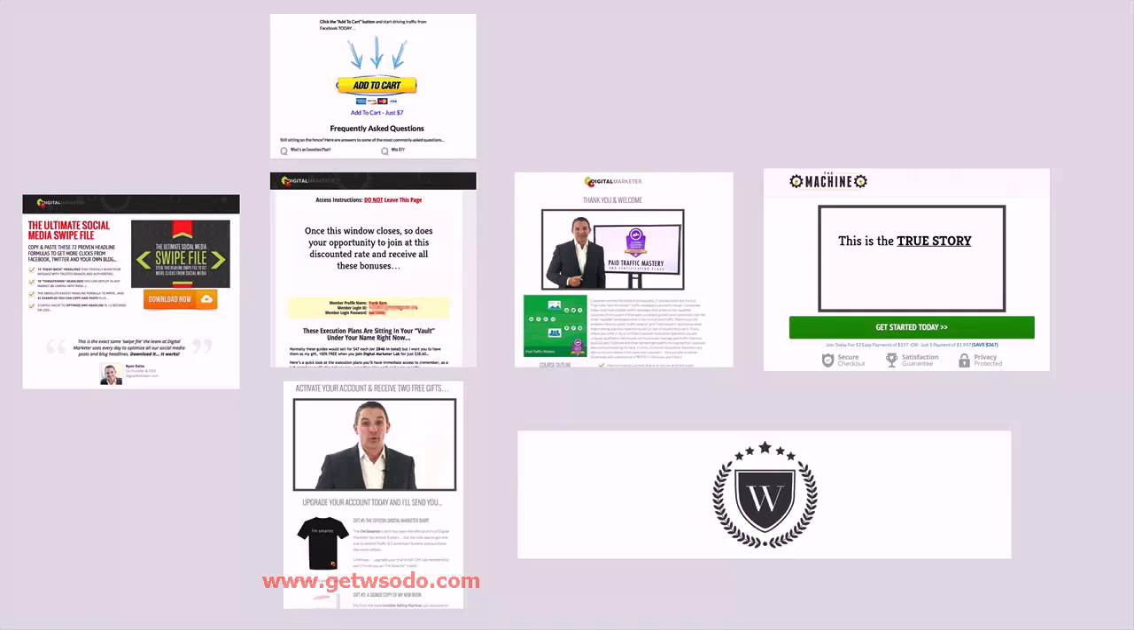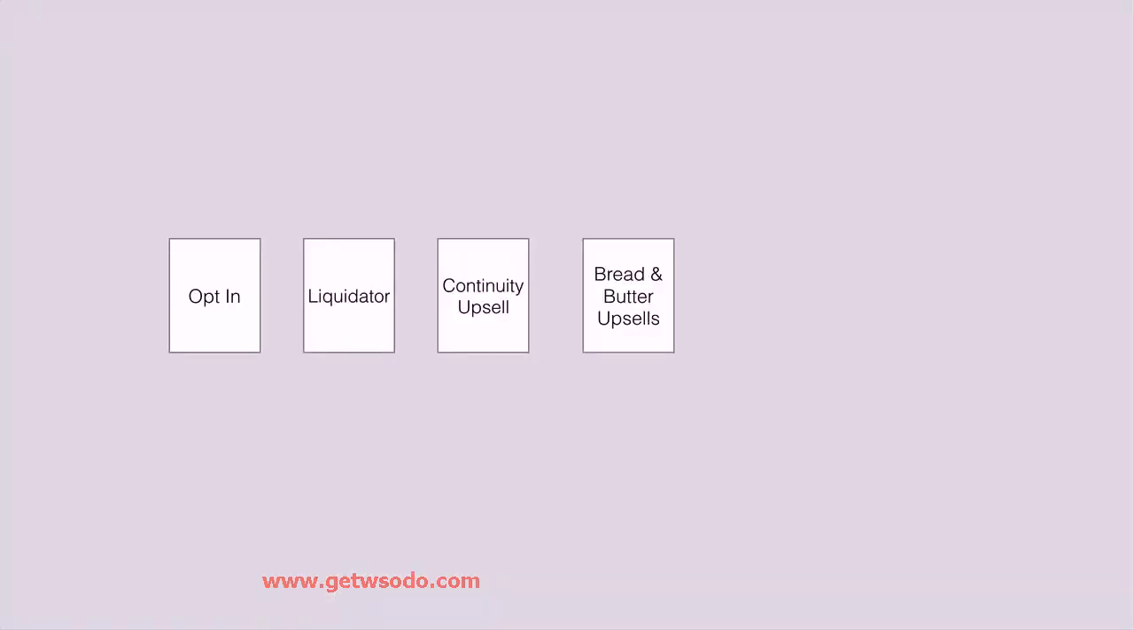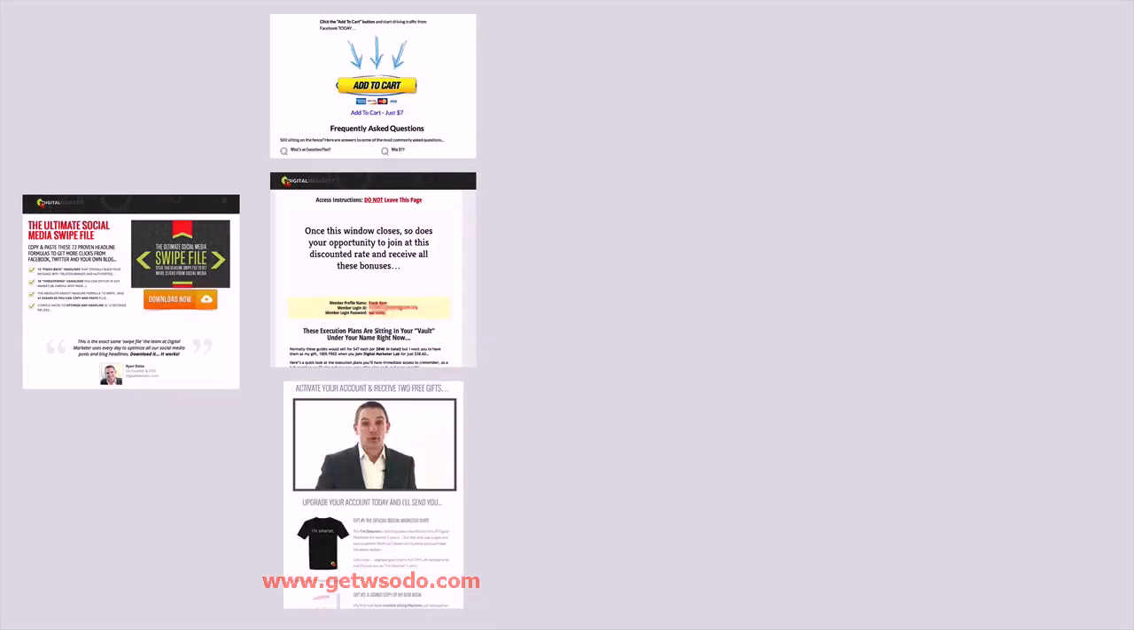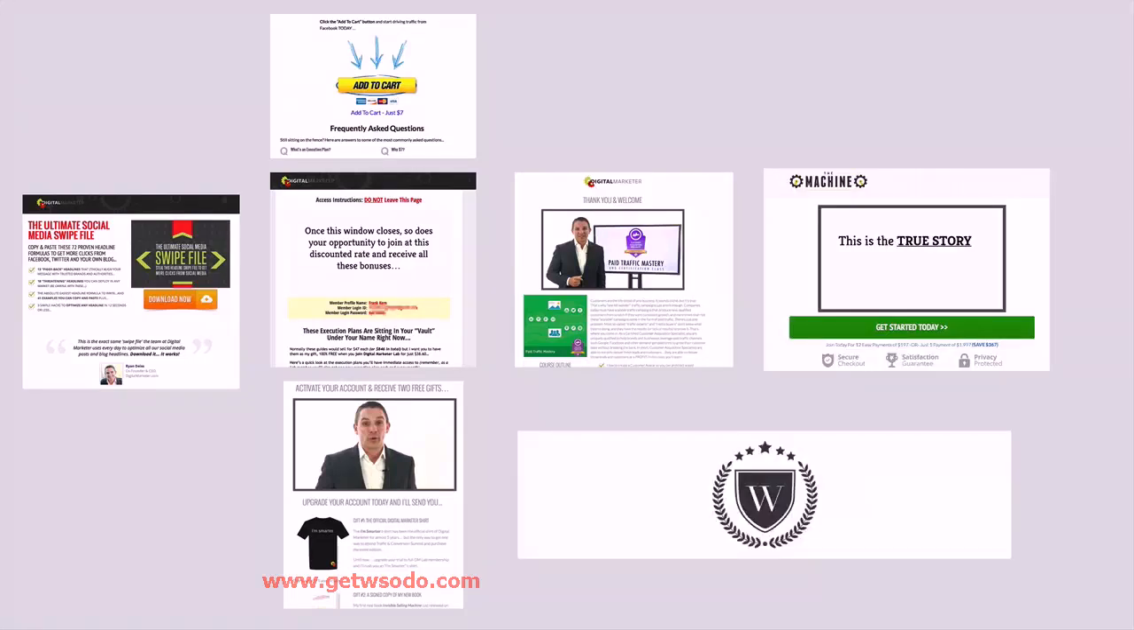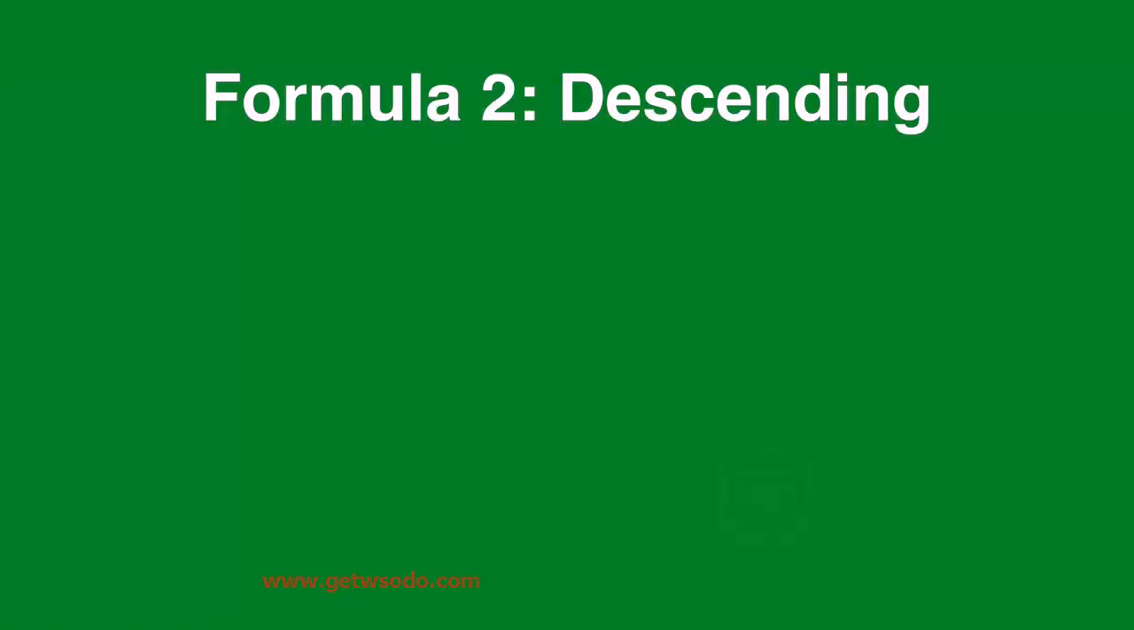We start with the opt-in. We offer the liquidator here. Then we offer continuity 2 times. Then we have bread and butter. Then we have modulated class. Then we have the big ticket thing. So we have all 5 of the product types in this case, which is pretty neat, right? So next, I want to show you the second formula, which is descending.